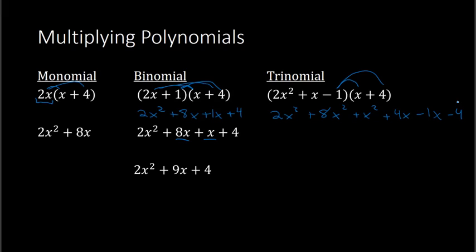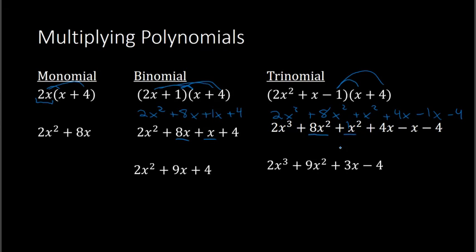So now I have this expression that I can simplify. So I look for like terms. We have 8x squared and 1x squared. Those can combine to get 9x squared. That's what we see right here. And then we have 4x minus 1x, which would give me 3x's. And that's what we see right here. And then the 2x cubed in the front and the minus 4 at the end. So this here would be my final answer after I've multiplied.